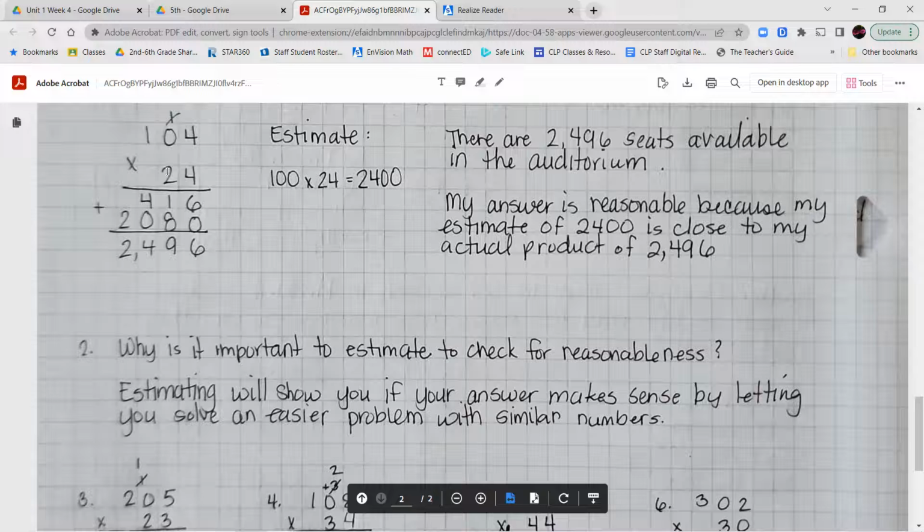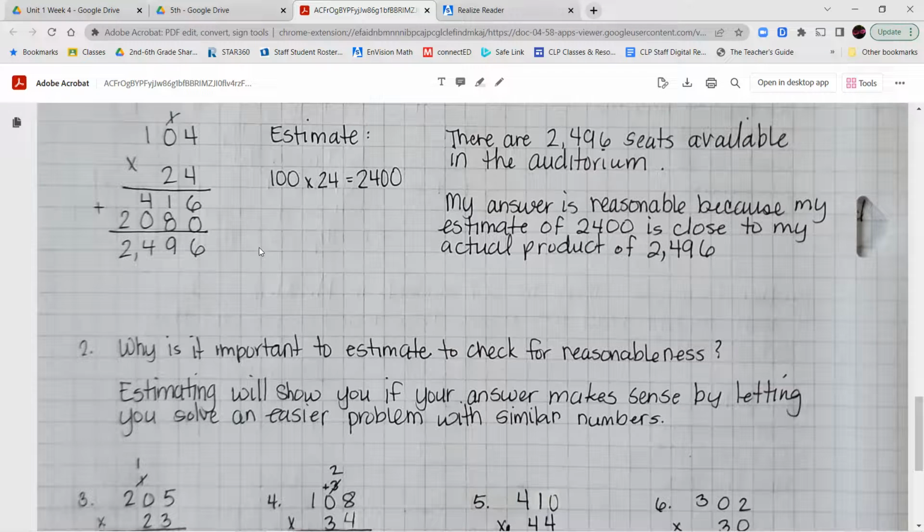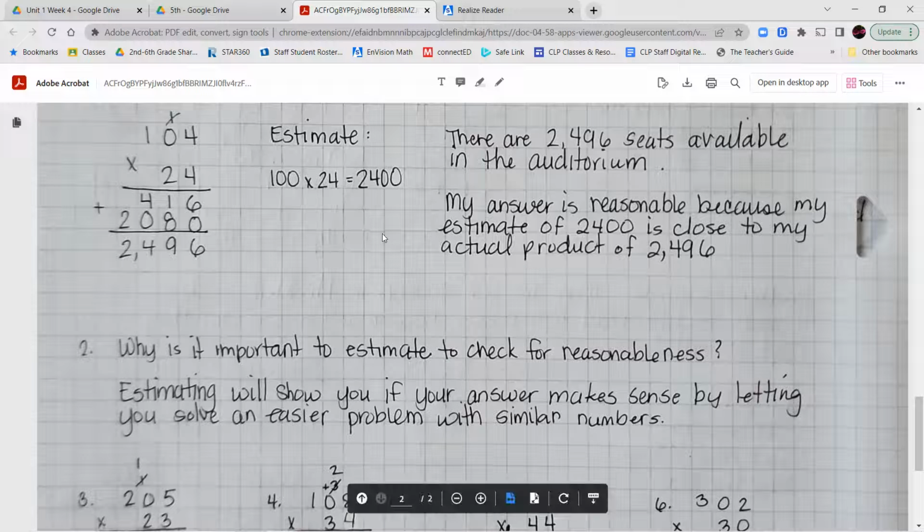2 times 4 is 8. 2 times 0 is 0, and then 2 times 1 is 2. I added those partial products and found an answer of 2,496. So there are 2,496 seats available in the auditorium, and this is reasonable because it is close to my estimate.